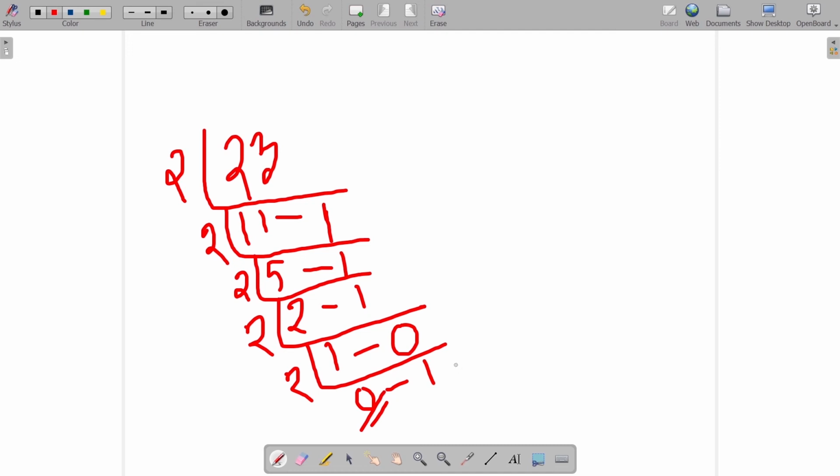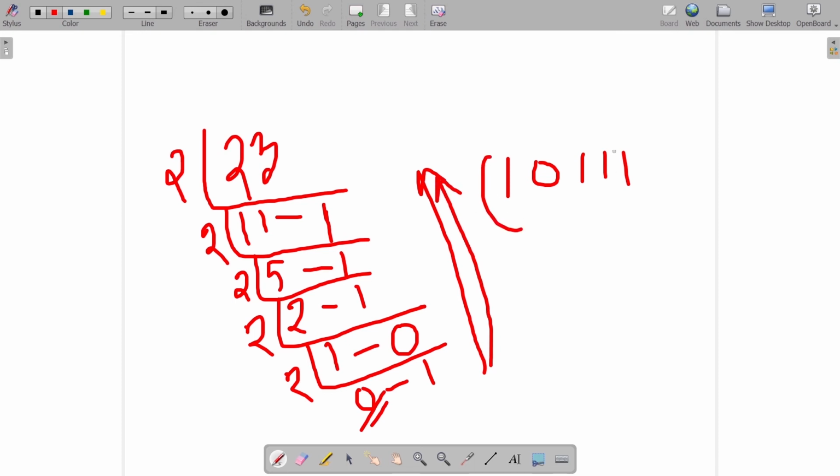Then the binary representation will be from this to this. In this way, the first binary digit will be 1, then 0, then 1, then 1, then 1. So it will be in the inverse way. Okay, so it is the same, we can see this.